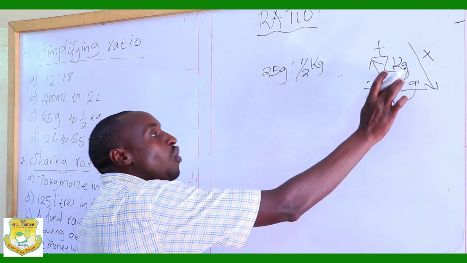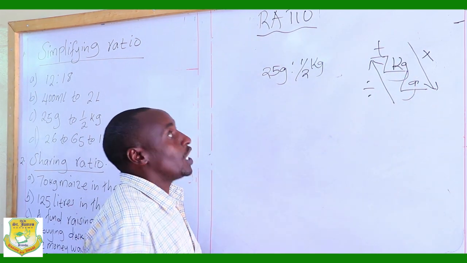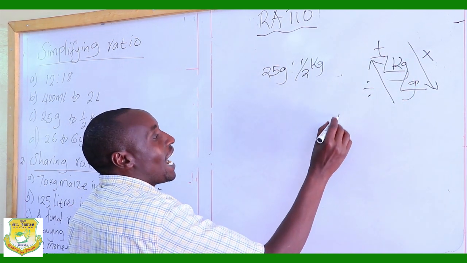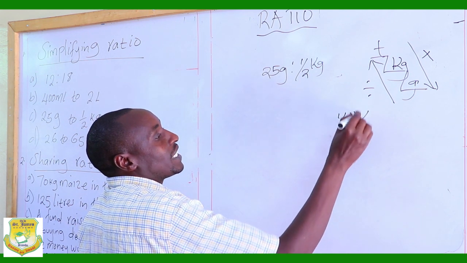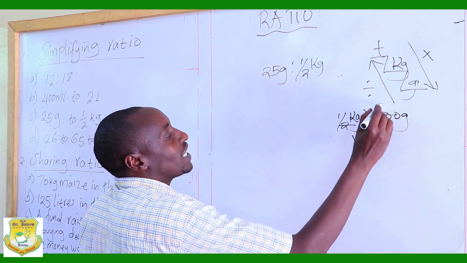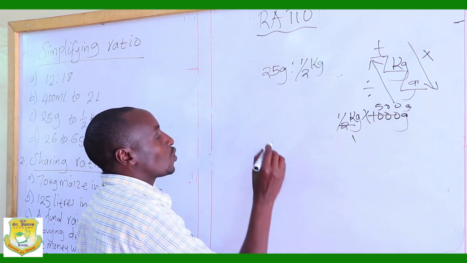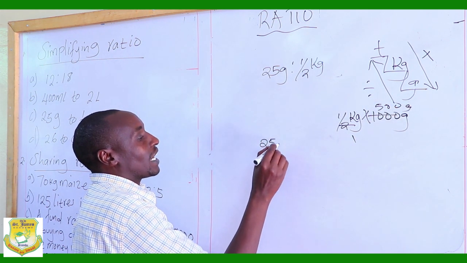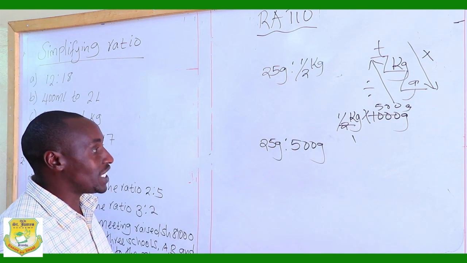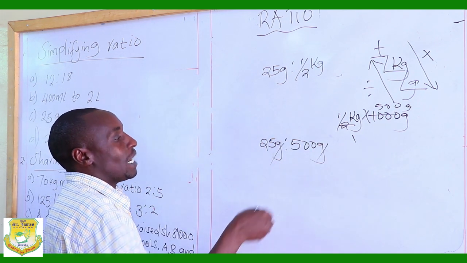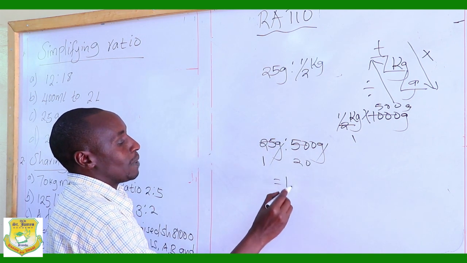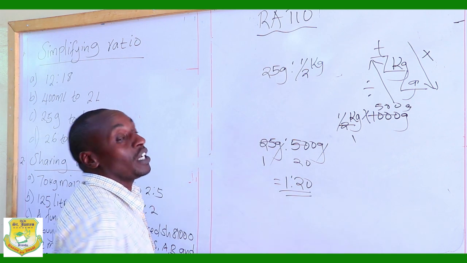So in our case, we have only one interval. 1,000 grams make 1 kilogram. I multiply half a kilogram times 1,000 to convert into grams. By 2, I get 500 grams. So my sum is 25 grams is to 500 grams. Now the units are the same. I simplify grams with grams. By 25, 1. By 25, 20. So the ratio becomes 1:20 in the simplest form.